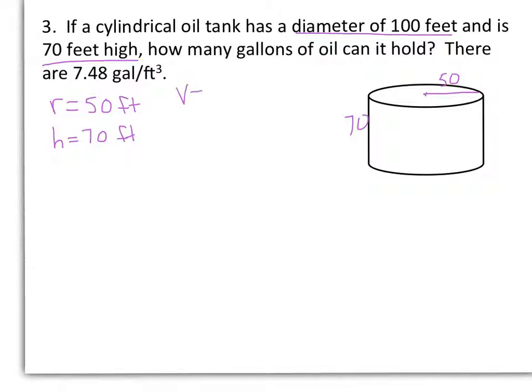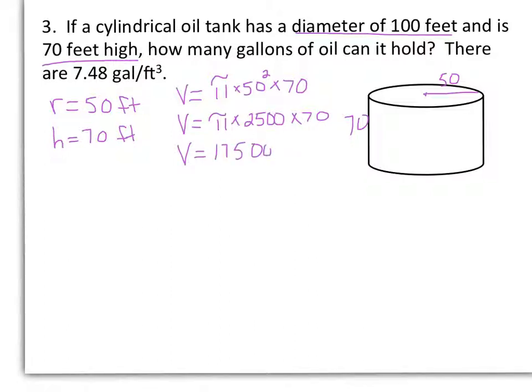So we want to find the volume. So volume, area of the base, so pi times radius squared, so 50 squared, times the height, 70. So volume equals pi times 2,500 times 70. And we can simplify that to 175,000 pi feet cubed. And then rounding to the nearest tenth, so taking that 175,000 times pi and rounding, we get 549,778.7 feet cubed.